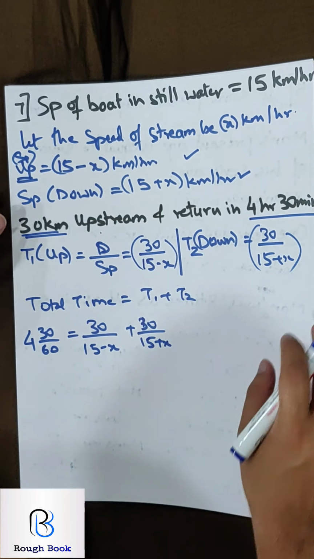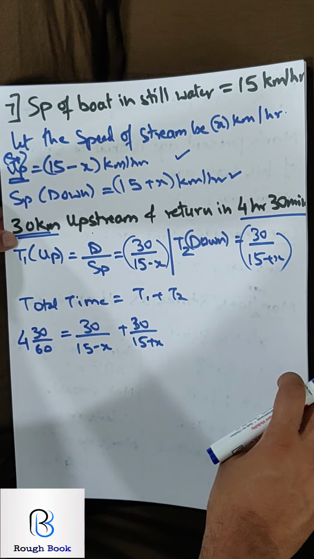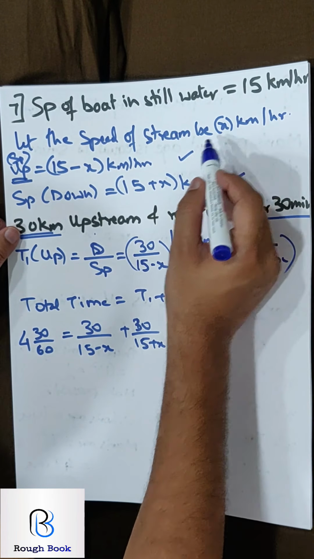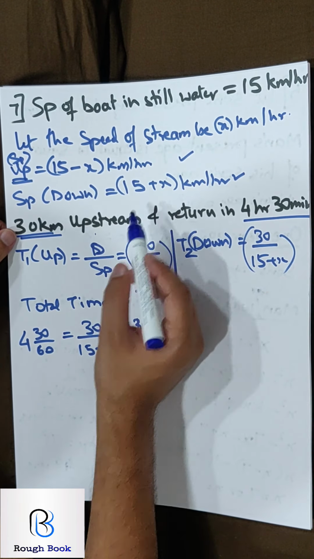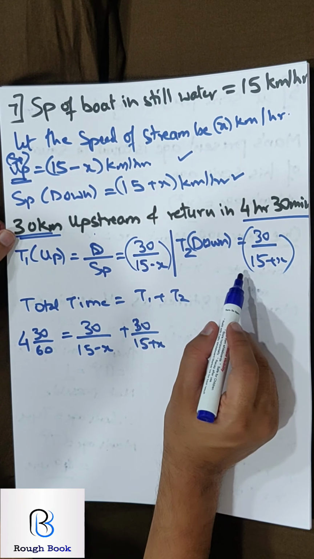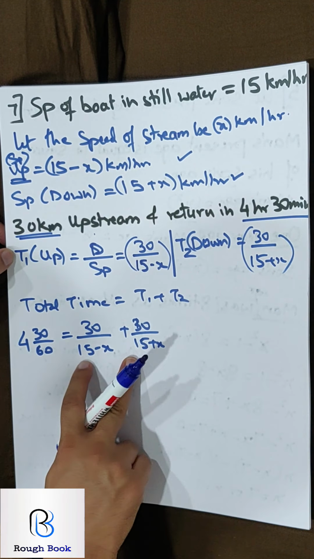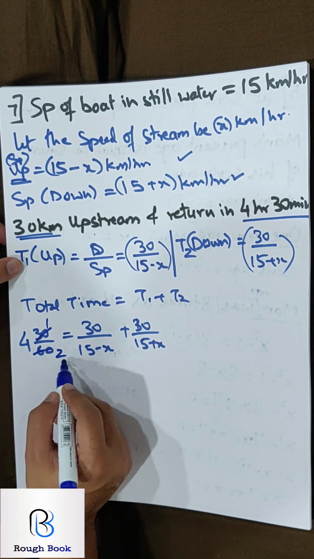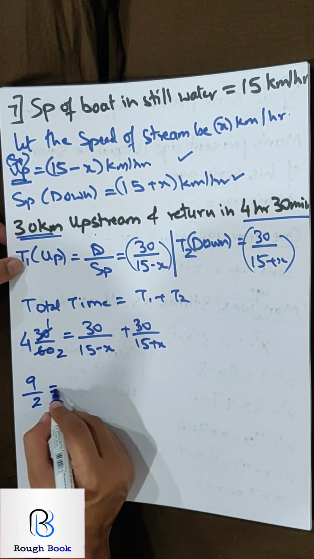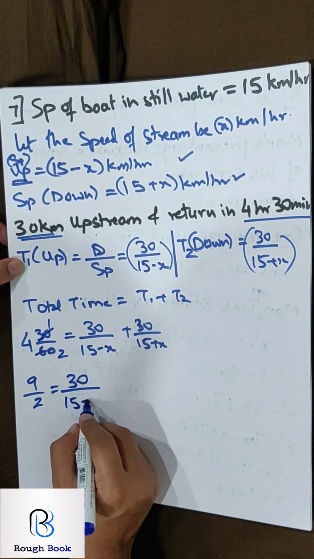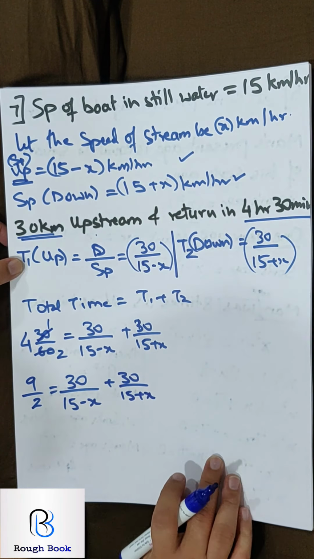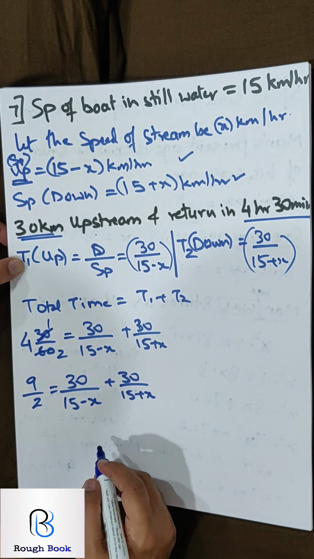Very important, you have to go with a very calm mind, otherwise you will mess up this sum. I repeat, first going upstream, downstream, we found the speeds, then we found the times for upstream and downstream, and then we added them to the total time, because the total time was available to us. So I get 8 and 1 by 2, 30 times 15 minus x, 30 times 15 plus x. Now don't be shameless, pause the video, try on your own, come on.